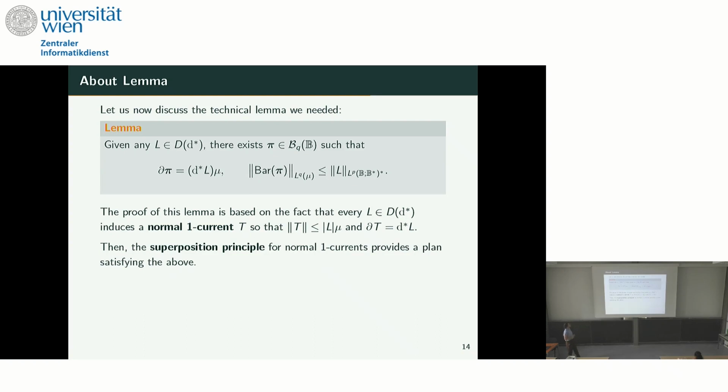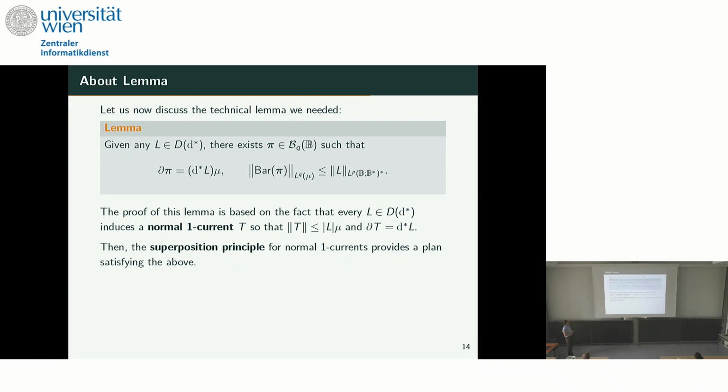The proof of the lemma is based on the fact that any L in here induces a normal one current, so that the mass of the current is bounded above by this modulus of L times μ, and the boundary is the same as the adjoint applied to L. And don't worry, I didn't introduce currents yet. Raquel did some days ago, so that's good. But even if not, for the class of currents that I will need, you will see that we don't even need a definition, but we will just identify them with some other objects.